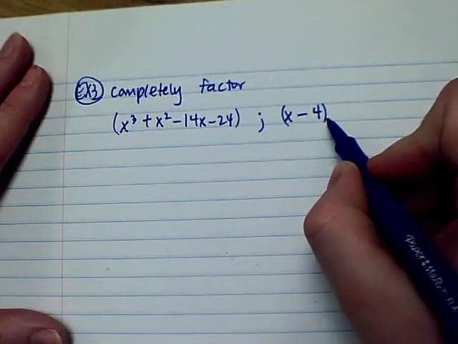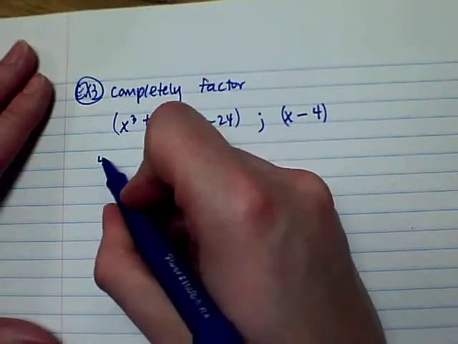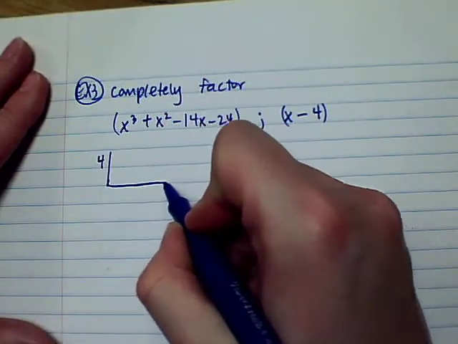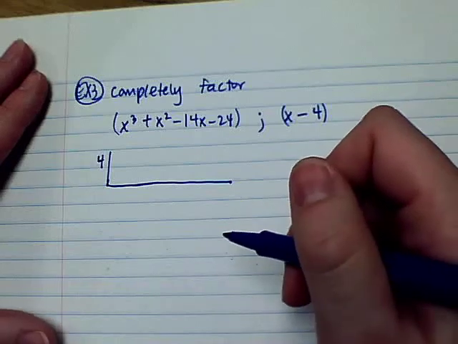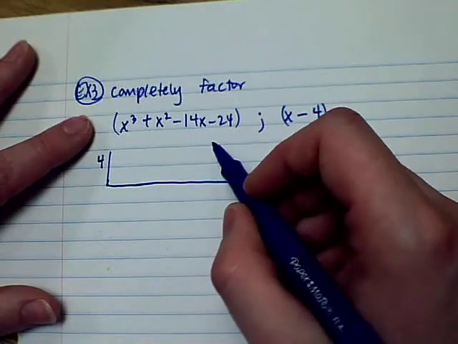So if I tell you that this is a factor, then the remainder should be 0. If you don't get a remainder of 0 and I told you that it was a factor, then you need to go back and check your adding and multiplying. So there's no terms I need to fill in, they're all there.